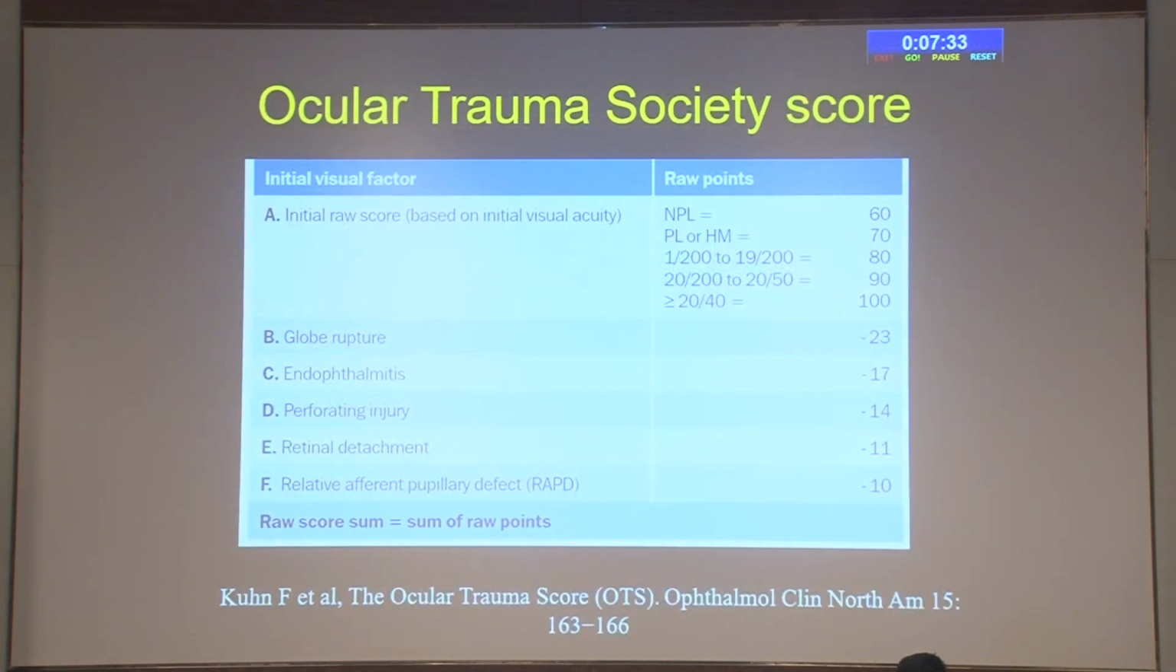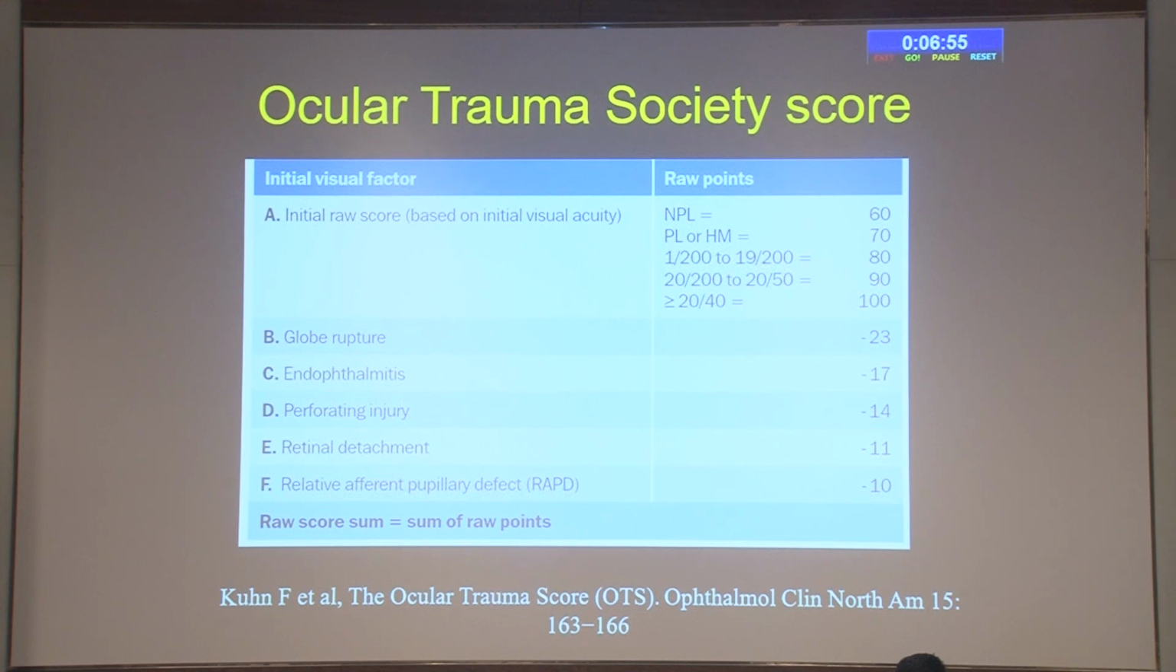Once you get the grade, you then have to calculate the Ocular Trauma Score. According to this score, there are various points, starting from visual acuity estimation to the type or grade of trauma that the patient has sustained, and for each a number has been assigned. Like if it is NPL, it is 60 points. So you have to add on these raw points. Suppose you get 60 for NPL, no perception of light, and then you have endophthalmitis or globe rupture, then 60 minus 23 gives 37.